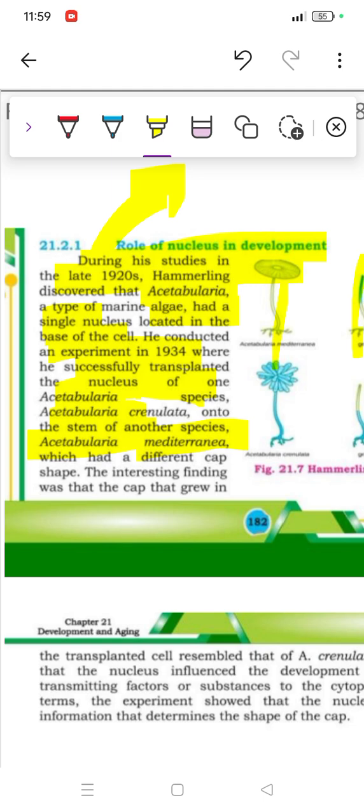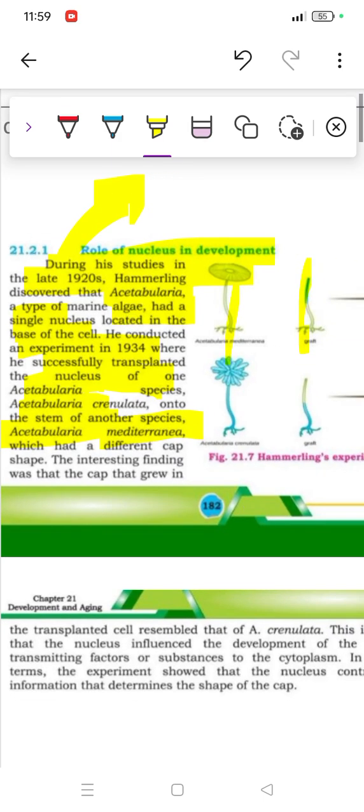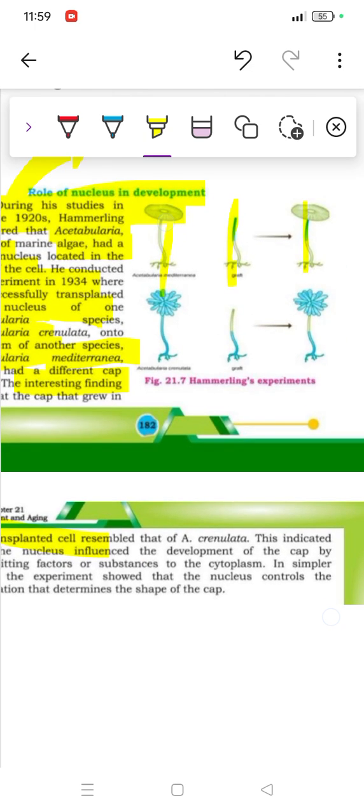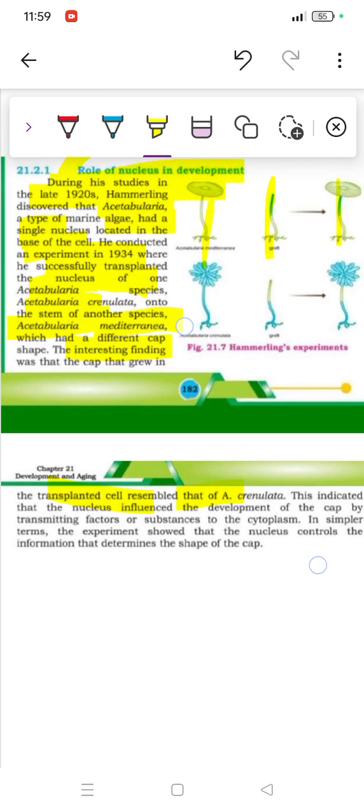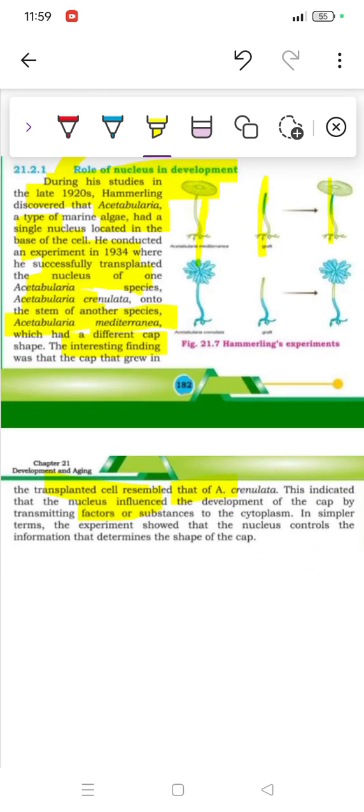So the interesting finding was that the cap grown in the transplanted cell resembled that of A. crenulata. So this means the cap was growing resembling the shape of A. crenulata. This indicates that the nucleus influenced the development of the cap by transmitting factors or substances to the cytoplasm. So this means no matter if you change the shape, still the transmitting factors to the cytoplasm are quite good so that they can be transferred. The experiment showed that the nucleus controls the information and determines the shape of the cap, which I already told you. So I'm sure it will be clear.